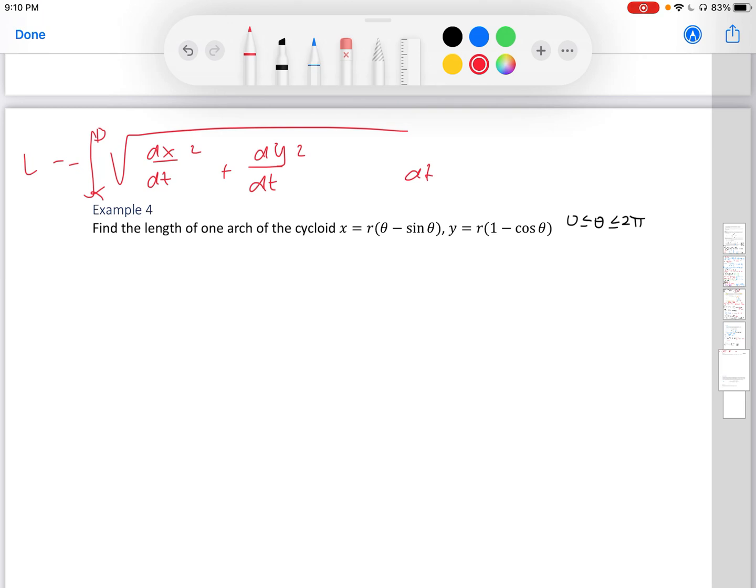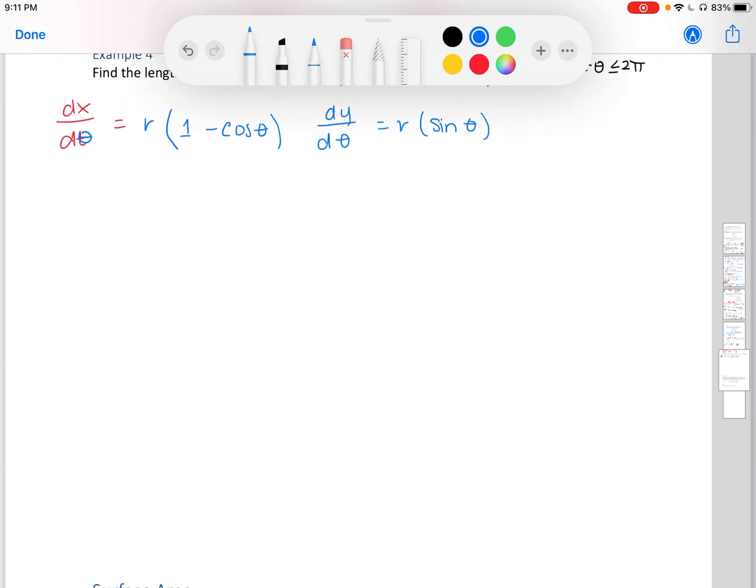Let's find these dx and dy's. So start with x. Dx d theta is equal to, remember r is just a number, it's a constant. We're working with our t's, or actually in this case it's theta, because theta is our variable. That gives us r times the derivative of theta, which is just 1, minus the derivative of sine, which is cosine. And then dy d theta would be r. The constant's gone, and we're just left with the derivative of cosine, which is negative sine. So a negative and a negative is a positive sine.